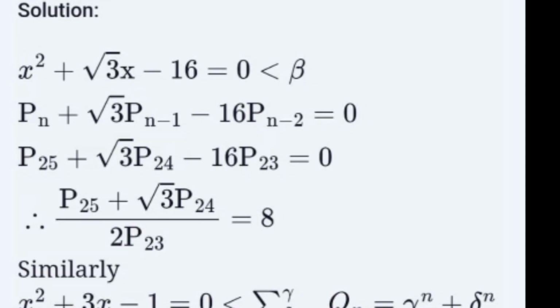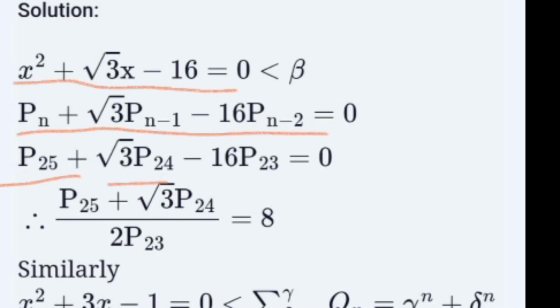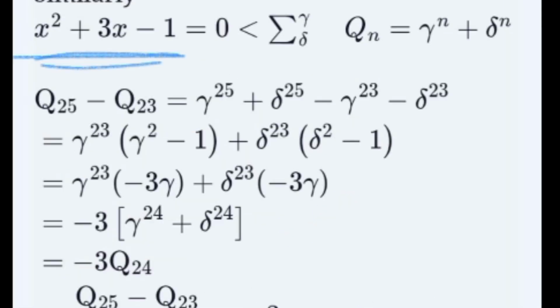The solution: x square plus root 3x minus 16 is equal to 0, so alpha, beta are the roots. So we know Newton's identity: Pn plus root 3 Pn minus 1 minus 16 Pn minus 2 is equal to 0. Now for P25, root 3 P24 minus 16 P23 is equal to 0. Now here P25 plus root 3 P24 by 2 P23 is equal to 8. That is the Newton identity.